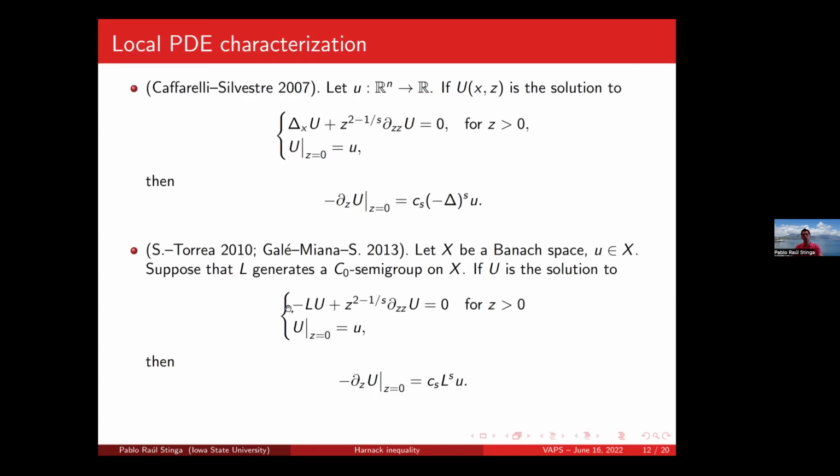And then if you solve the extension problem, when instead of the Laplacian you have your operator L, right, with initial condition u, then the normal derivative coincides with the fractional power of u. Of course, here u in X should be in the domain of the fractional power for this to be true. So as I said, if you want to work with Hilbert space, that's the theory with Torrea, and then with Galea-Miana, we did it for general Banach space, even more general than C0 semigroups.